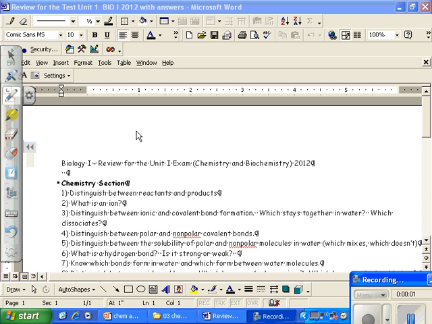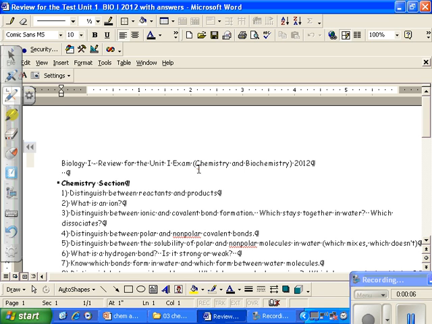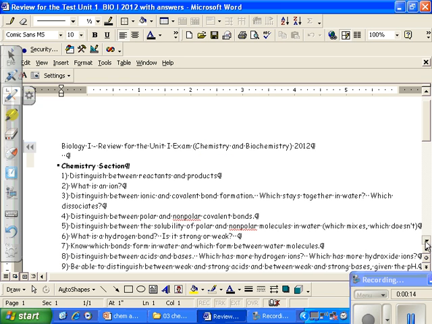So we're going to go over the review for the Unit 1, sort of the Unit 1, with the chemistry and biochemistry exam that you'll be taking soon. And it's not really Unit 1 anymore because we did ecology first. I guess it's Unit 2 now.